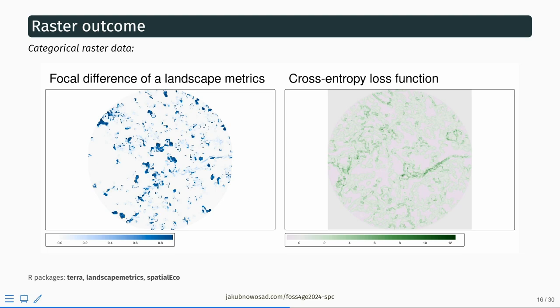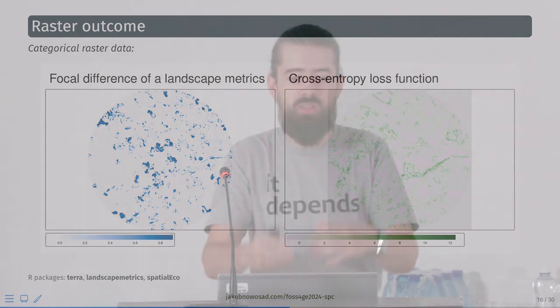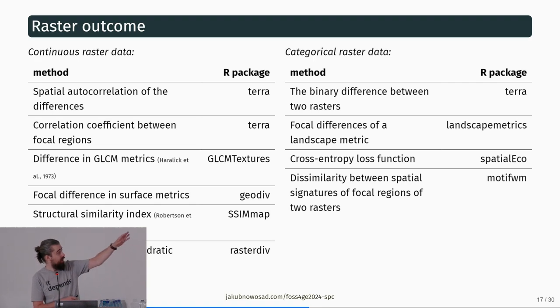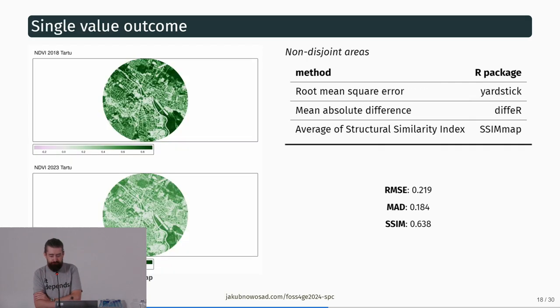We can also use some other measures like cross entropy. It also uses a moving window. So in this spatial context, the moving window is often one of the main approaches. Here we have a short summary of that. I mentioned that I also want to highlight R packages, so there are R packages implementing those methods that you can use. And you can see in the tables that there are a few more methods than I'm showing on the slides. So let's maybe go to the next one.